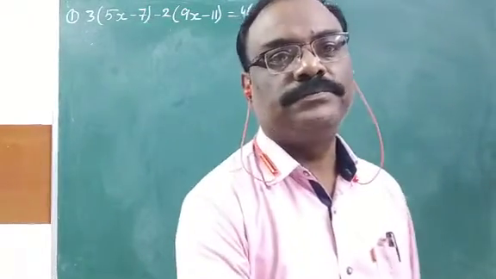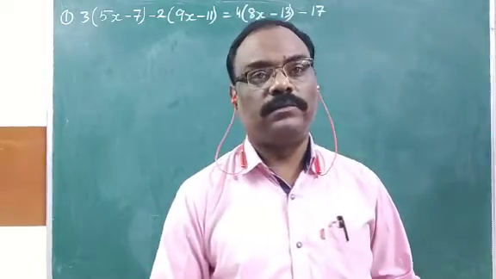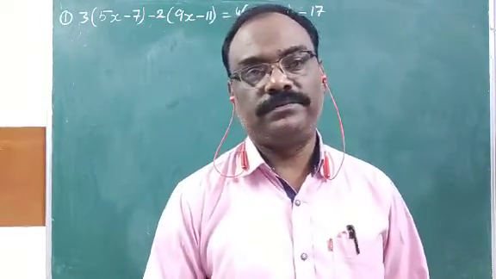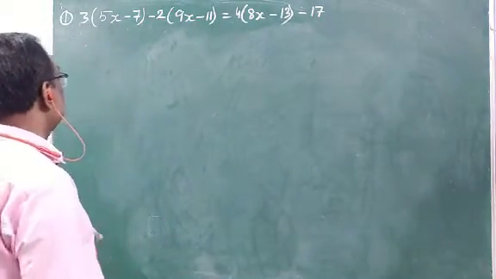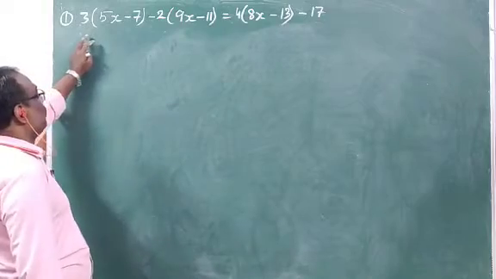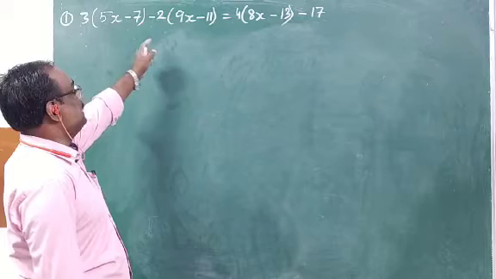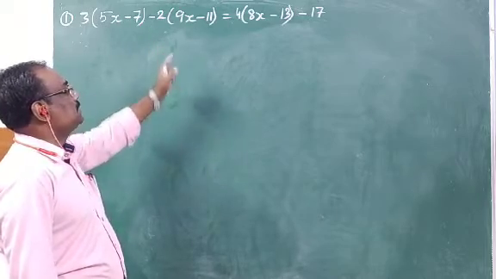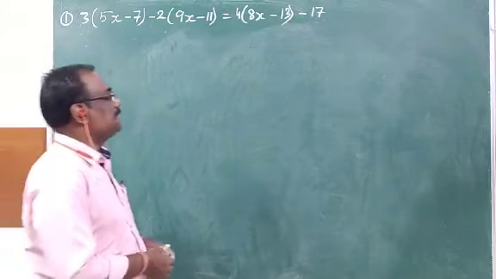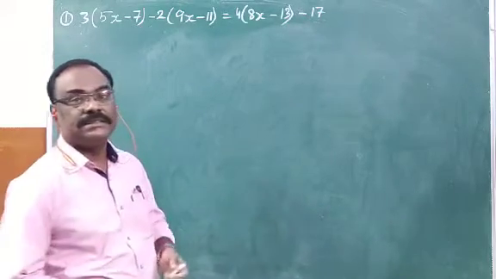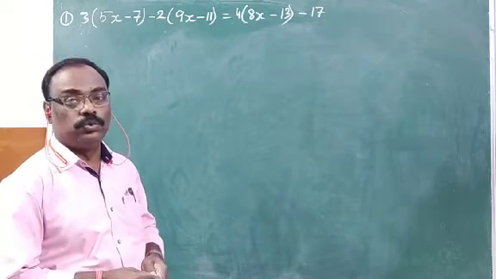Good morning students. In this video session we are going to learn to solve linear equations. So here I have taken one question of linear equation. The question is 3(5x - 7) - 2(9x - 11) = 4(8x - 13) - 17. So how we solve this one, we will see today.